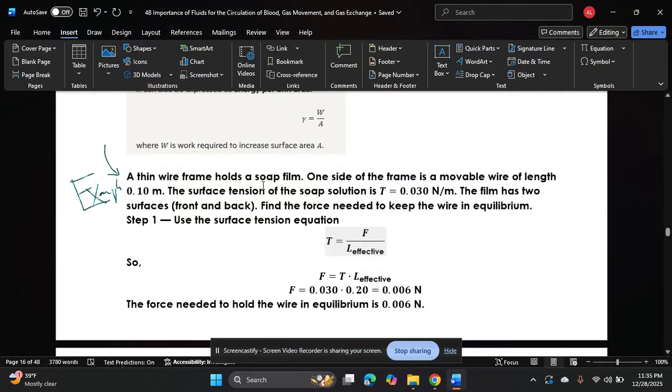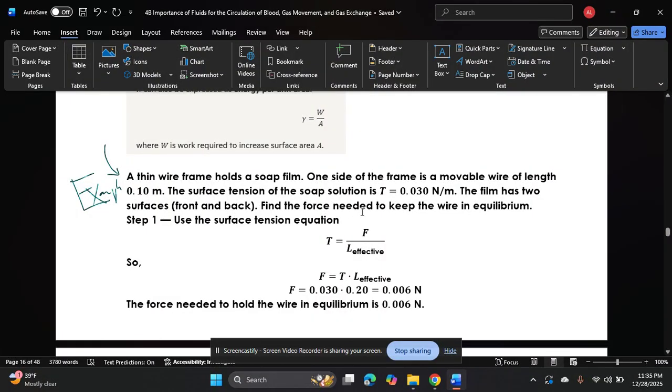A thin wire frame holds a soap film. One side of the frame is a movable wire of length 0.10 meter. The surface tension of the soap solution is T equals 0.030 Newton per meter. The film has two surfaces, front and back. Find the force needed to keep the wire in equilibrium, right?